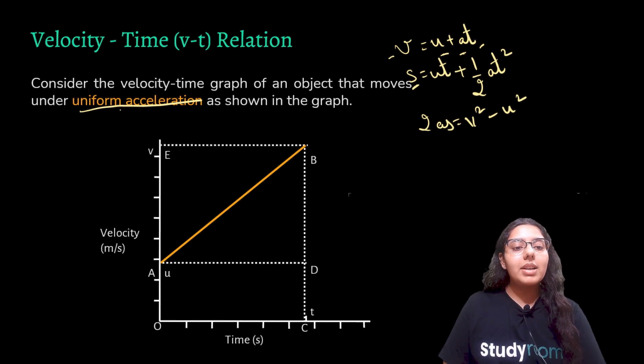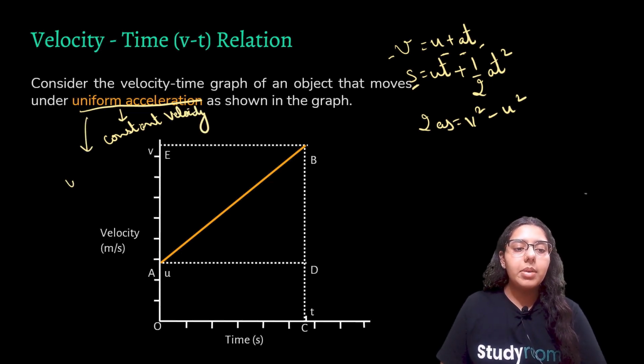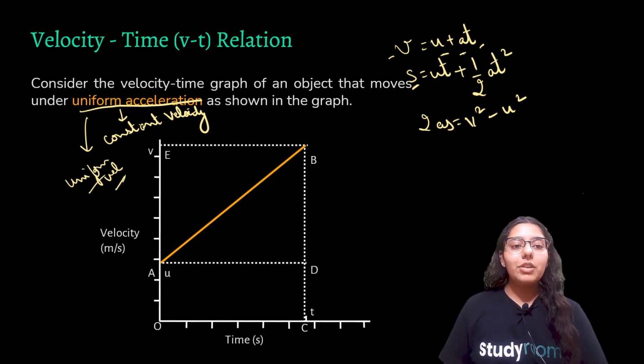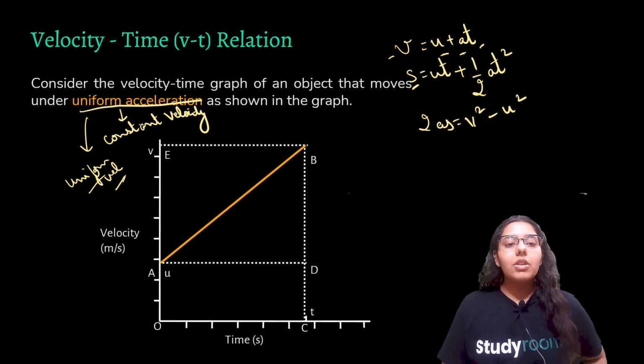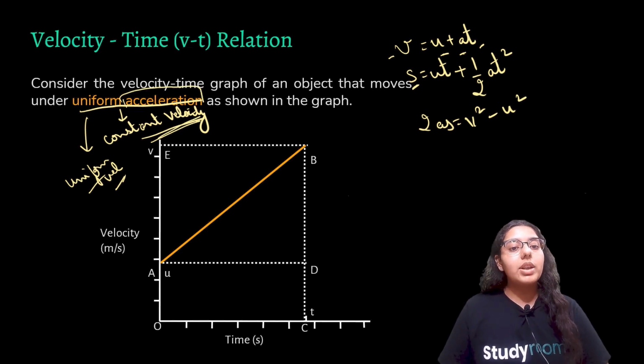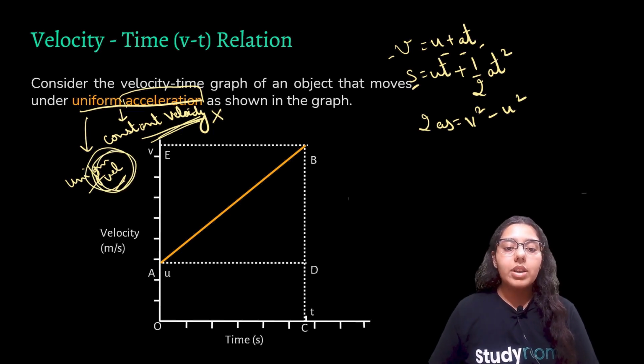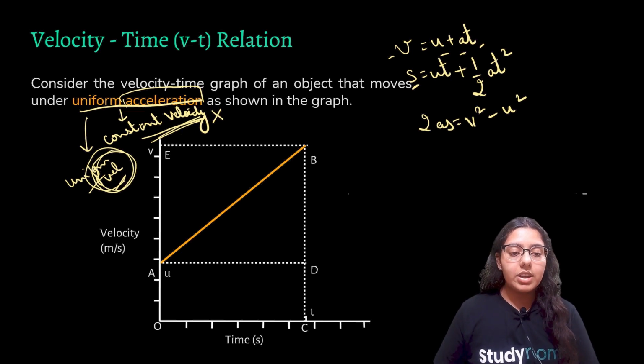What does uniform acceleration mean? Does that mean constant velocity or uniform velocity? You tell me. See, constant velocity means your velocity is not changing, but acceleration means your velocity is changing. So it does not mean constant velocity. Uniform acceleration means your velocity is changing uniformly. Just like in this case, your initial velocity is u and your final velocity is v.